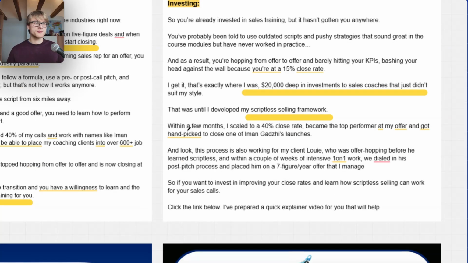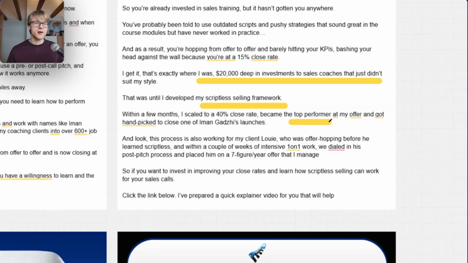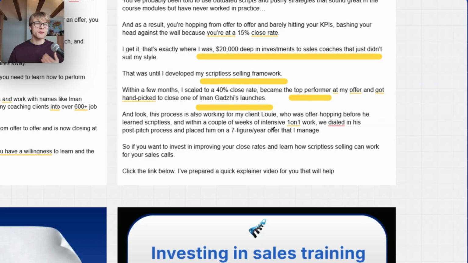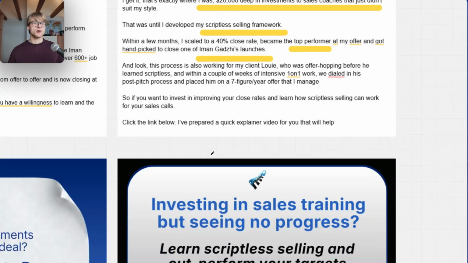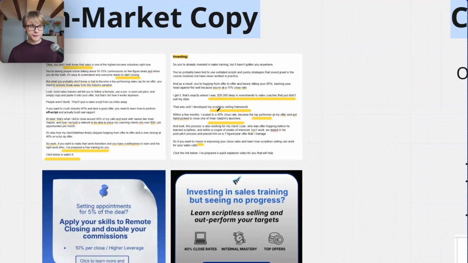Within a few months' time, I scaled to 30% close rates, became the top performer at my offer, closed for names like Imangaji, authority. And look, this process is also working for my client, student proof. So if you want to invest in improving your close rates and learn how to invest, do you see how small words can make a huge difference here? I won't teach you copywriting in this video, but simply saying something like invest in improving your close rate, not like improve your close rates, but invest already attracts a higher quality of leads.